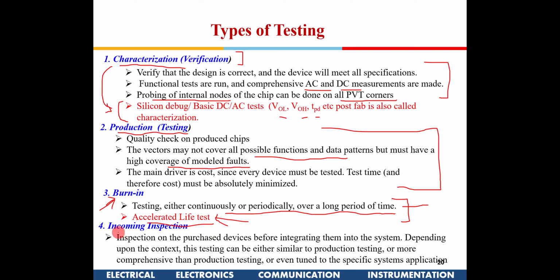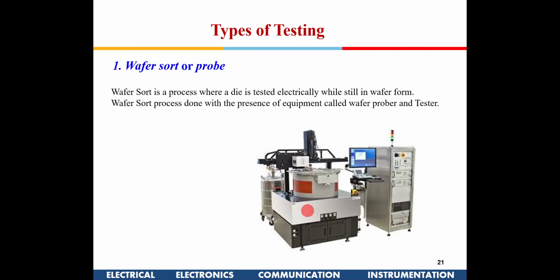And then you have incoming inspection. This is not for VLSI chip testing, but at a system level where there are multiple chips. When those chips come in, you might want to do some checks on each of those modules, then put them together on a PCB and do system-wise checks. So these are some of the types of testing.